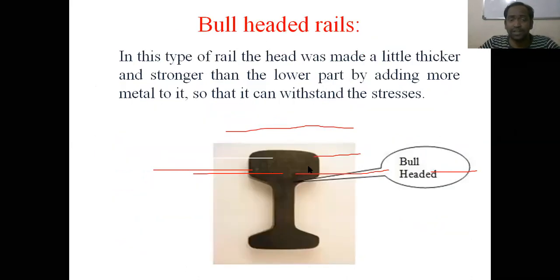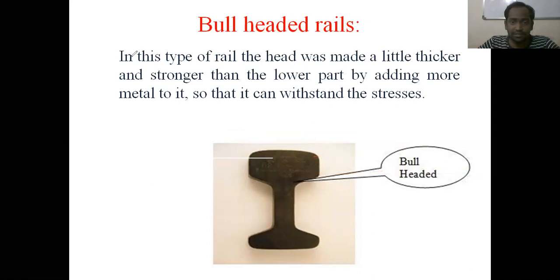And the next one is the bull-headed rail. This is the second type of rail. In this type of rail, the head was made a little thicker and stronger than the lower part by adding more metal to it so that it can withstand the stresses.